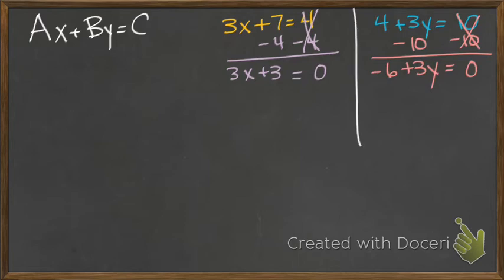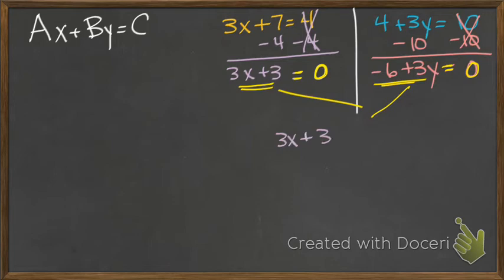If this equals 0, so 3x plus 3 equals 0, and this equals 0, then these must be equal to each other. That's our new equation. So I'm going to write 3x plus 3 equals negative 6 plus 3y. So we have one equation with x and y, so now we can start putting it into standard form.